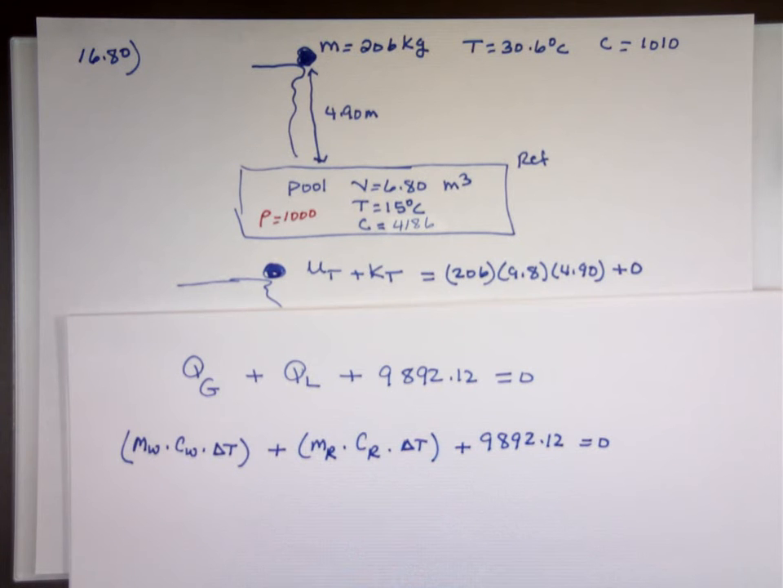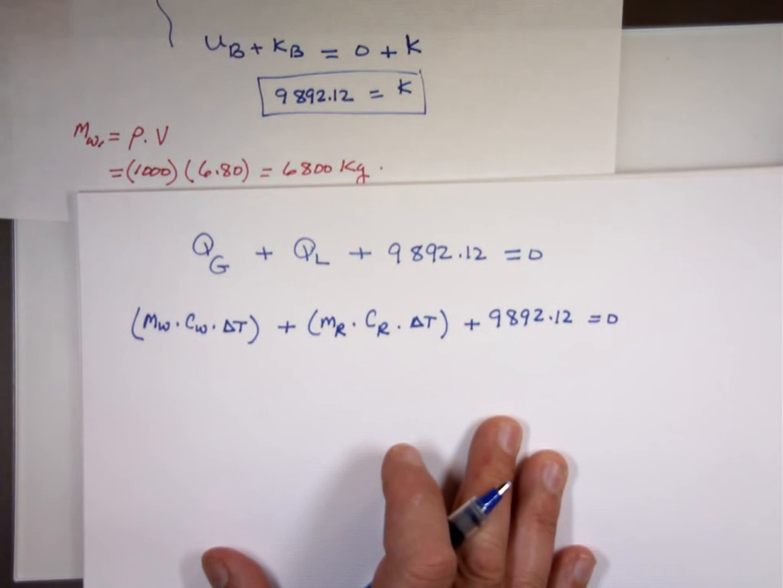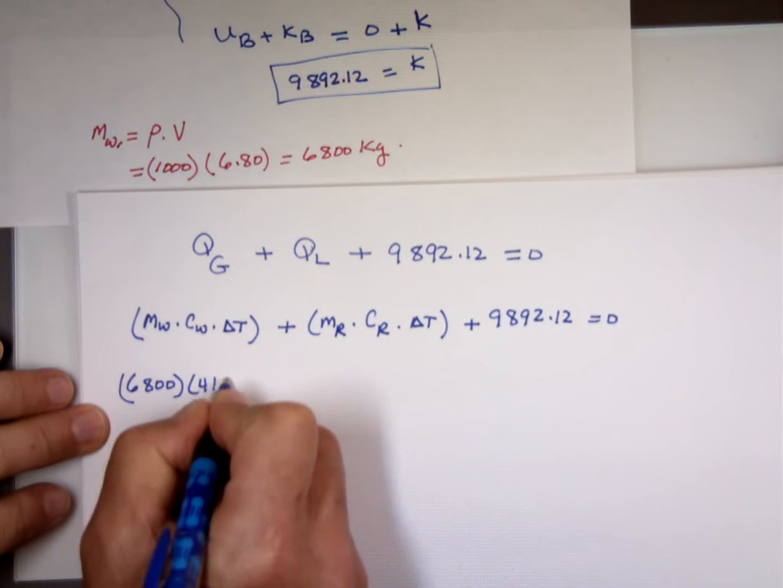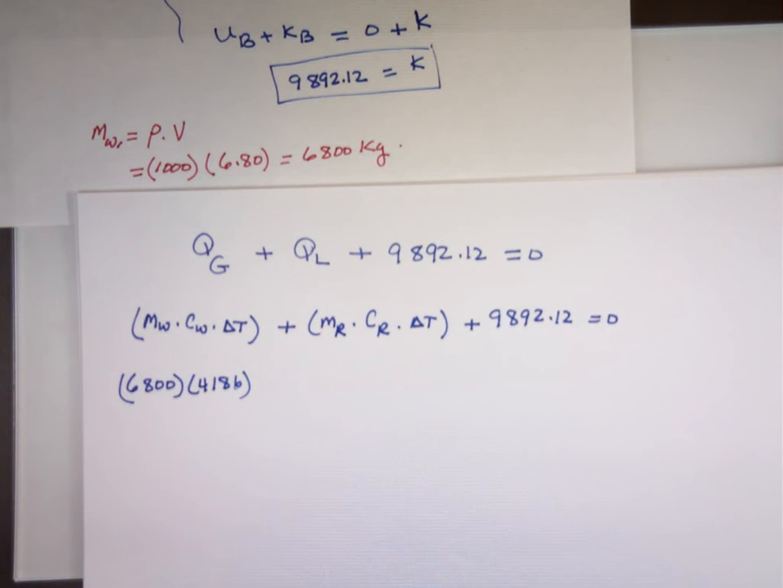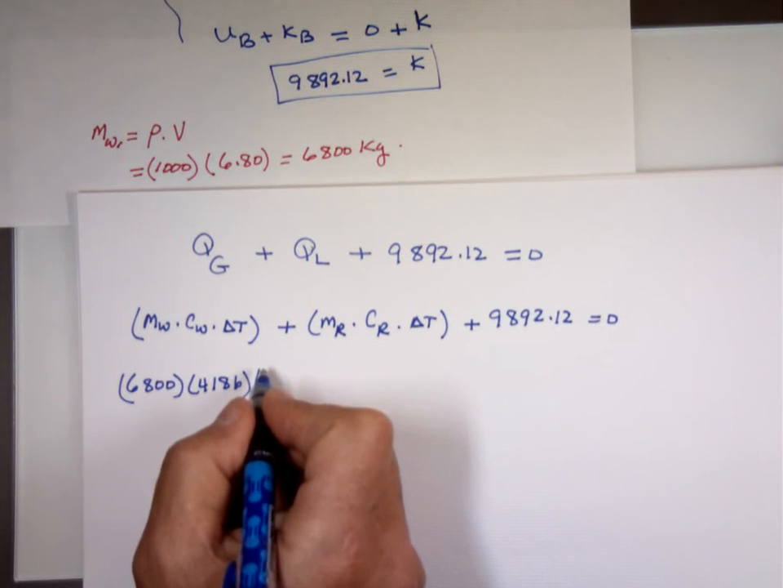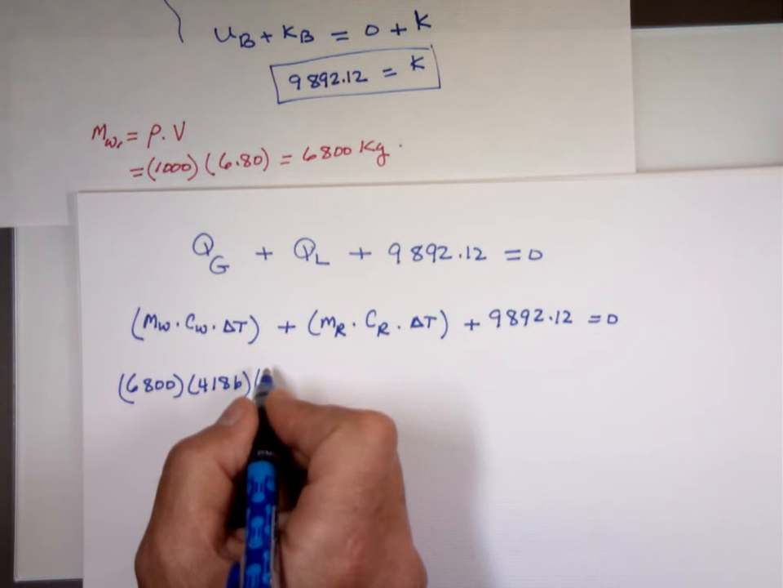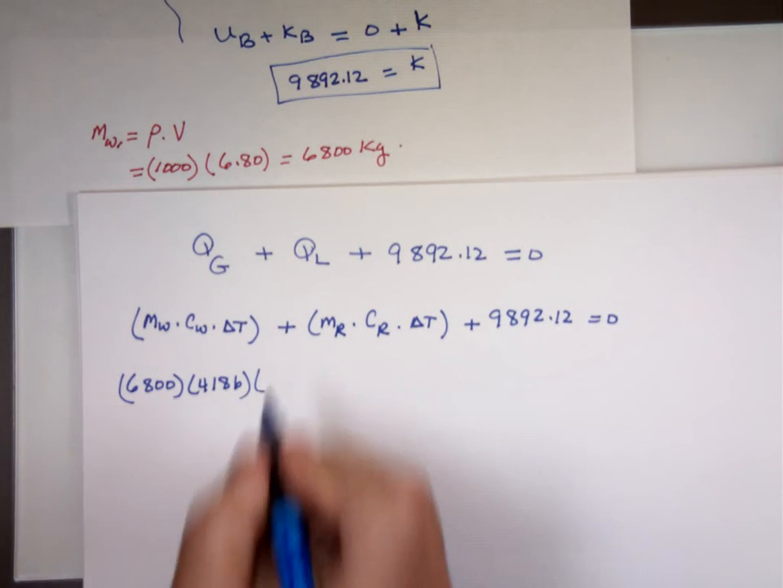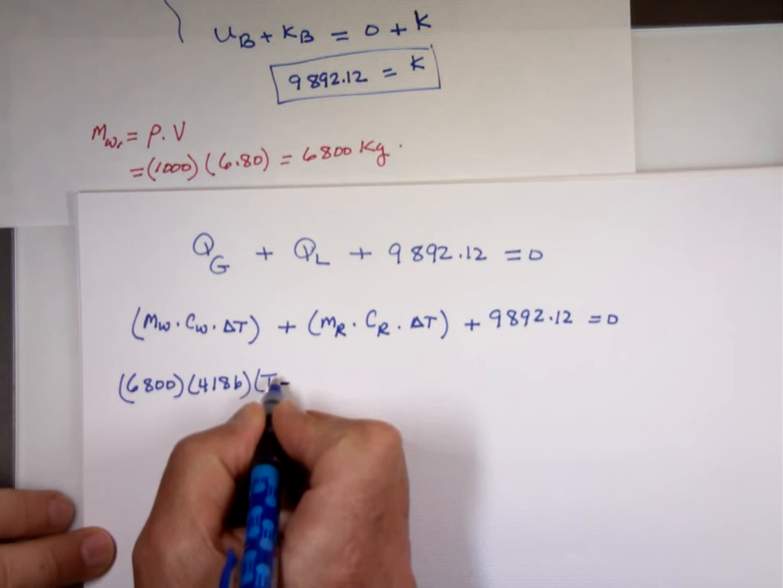Ready for big numbers? Here we go. The mass of the water, 6,800, times C for water, 4,186, I think. Let me just double check that. 4,186 times the change in temperature, which is final minus the initial. What was the question? What is the final temperature? What's the final temperature? Yep. So T final minus T initial. What was the initial temperature of the water? 15?